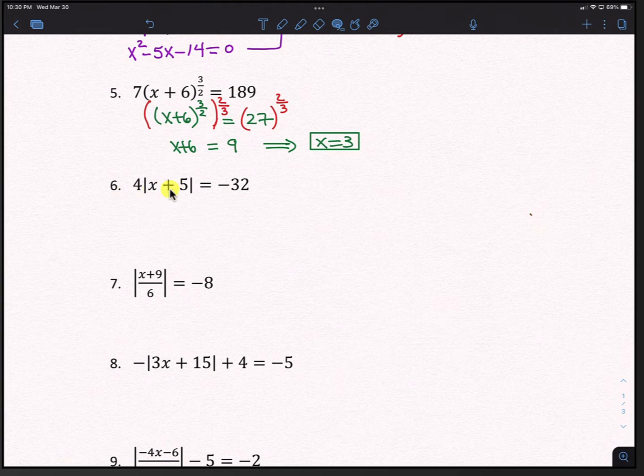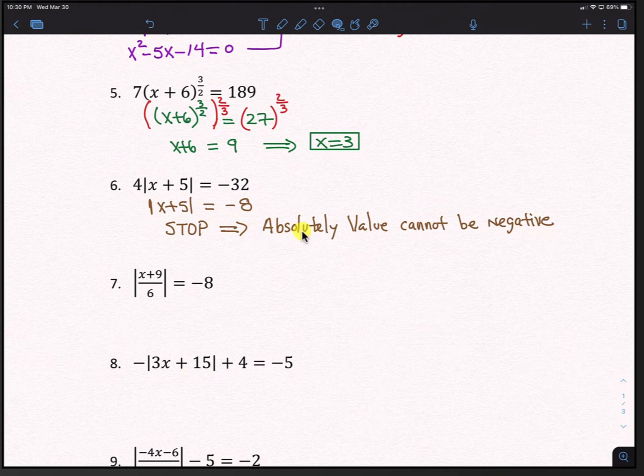Okay, for number 6, we have an absolute value equation. We have 4 times the absolute value of x plus 5 equals -32. We'll want to get rid of the 4 on both sides, so let's divide by 4. And the result would be absolute value of x plus 5 equals -8. Now at that point we can stop. And the reason why we can stop is because the absolute value cannot be negative. So once you see that the absolute value is equal to a negative number, at that point you can stop. All right? Absolute value cannot be negative, and therefore our solution is that there is no solution.